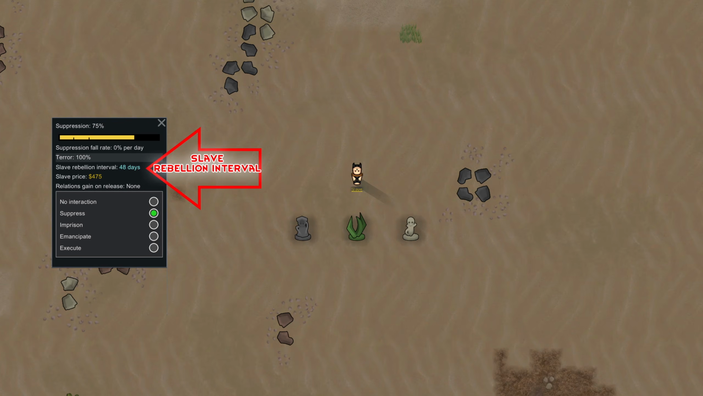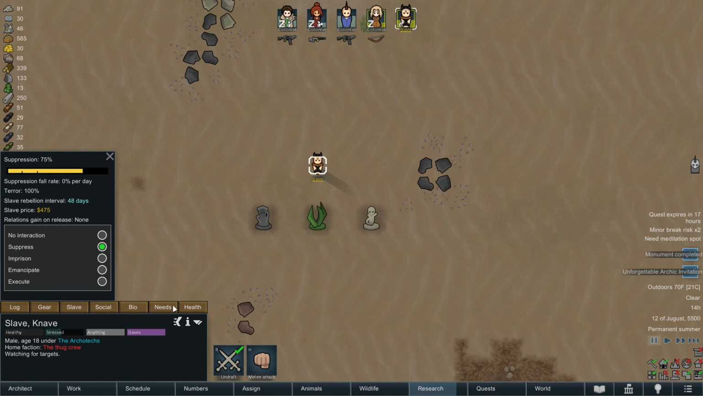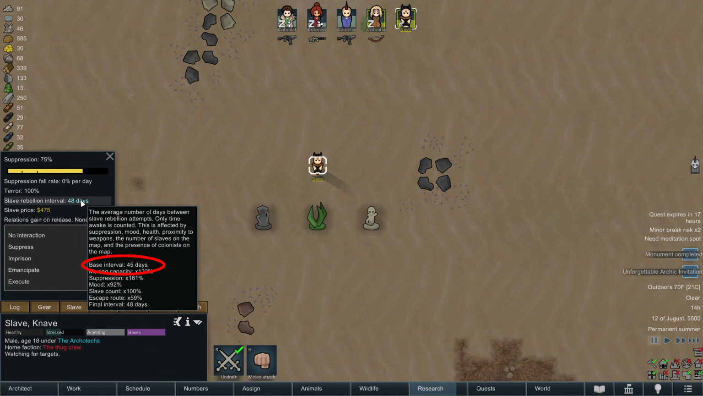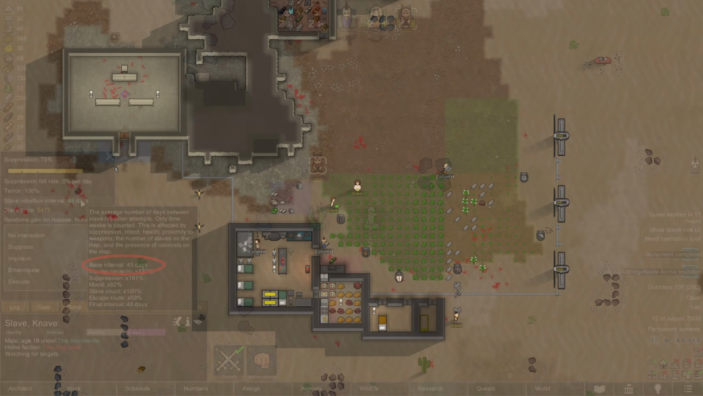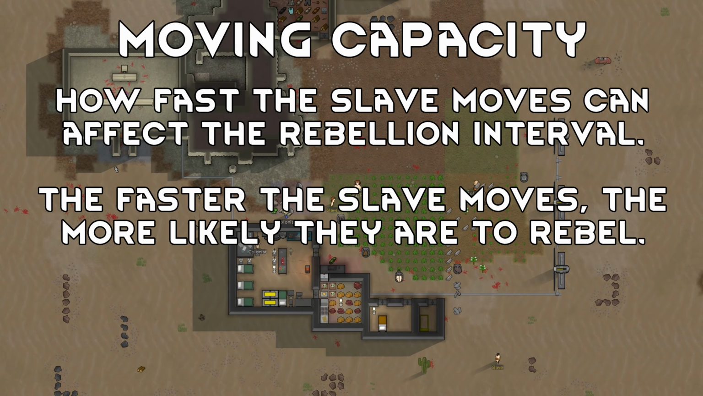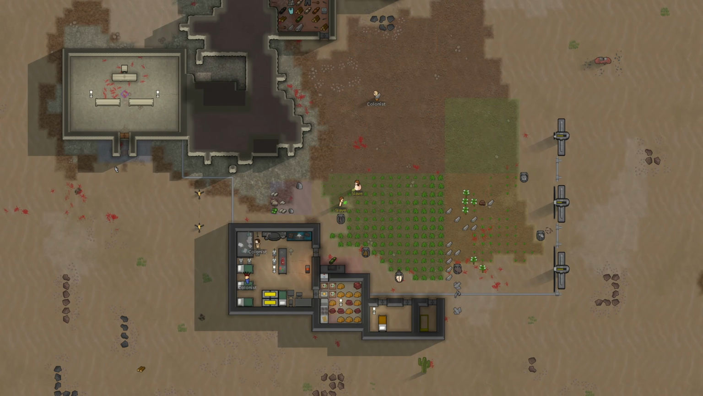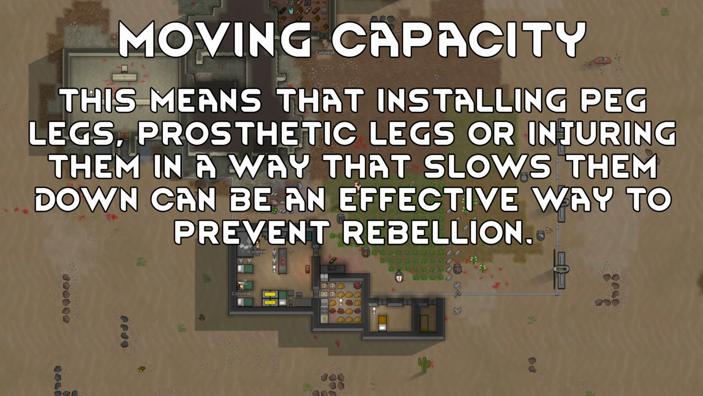The slave rebellion interval is also affected by multiple other factors. The base interval is 45 days, or once in 3 seasons, that a slave will try to rebel. Here are other factors that affect slave rebellion. Moving capacity, or how fast the slave moves, can affect the rebellion interval. The faster the slave moves, the more likely they are to rebel. This means that installing peg legs, prosthetic legs, or injuring them in a way that slows them down can be an effective way to prevent rebellion.